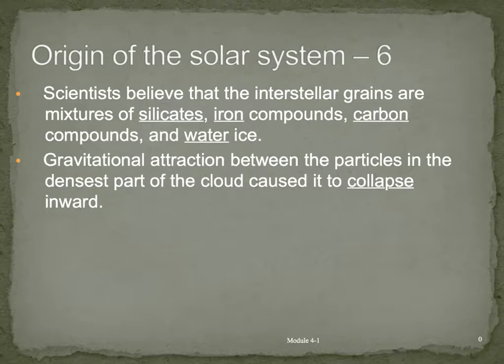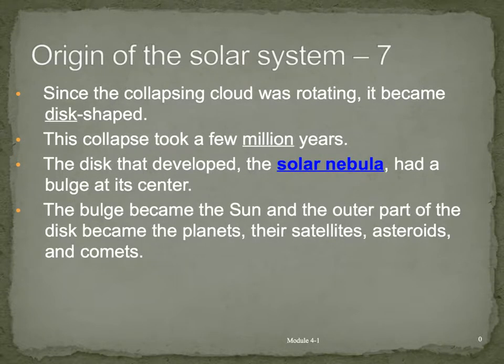Gravitational attraction between these particles in the densest part of the cloud caused it to collapse inward. Since the collapsing cloud was rotating, it became a disk. The collapse took a few million years. The disk that developed was the solar nebula and had a bulge in the center, which became the Sun. The outer parts of the disk became the planets, their satellites, which are their moons, asteroids, and comets.